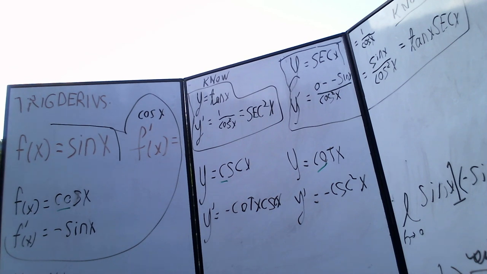You got to know all 6. We're going to be using all 6. So look at the family. Derivative of sine, cosine. Derivative of cosine, negative sine, because it starts with a co.